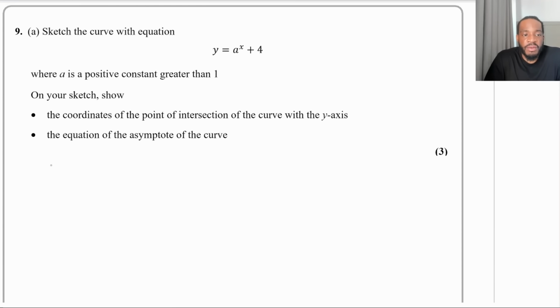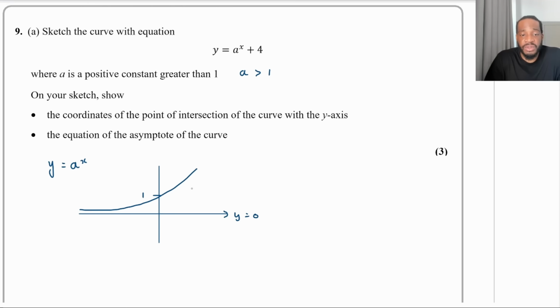So remember, y equals a to the x. Now, they did tell us that a is greater than 1, which means that it will be increasing. So if we draw y equals a to the x, then we know that it will look like this, wouldn't it? There'll be an asymptote on the x-axis. It will go through 1 like that. This is y equals 0, the x-axis, okay?